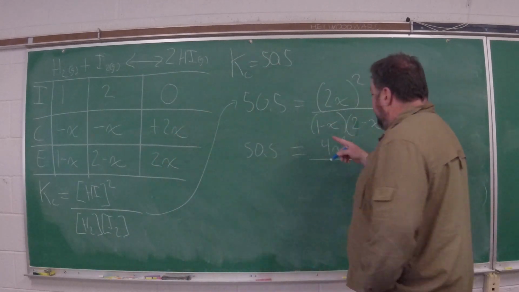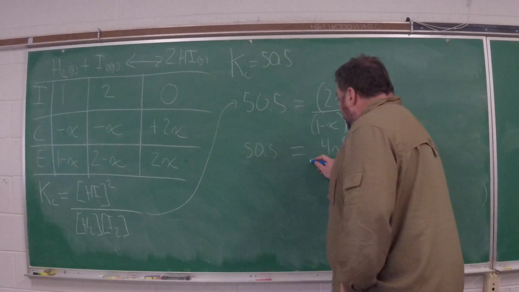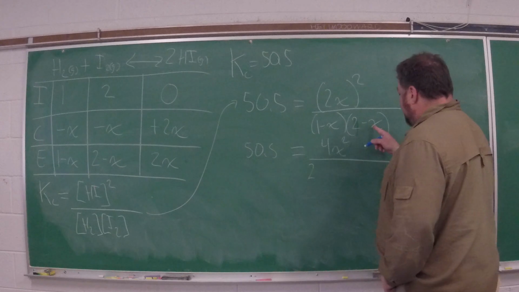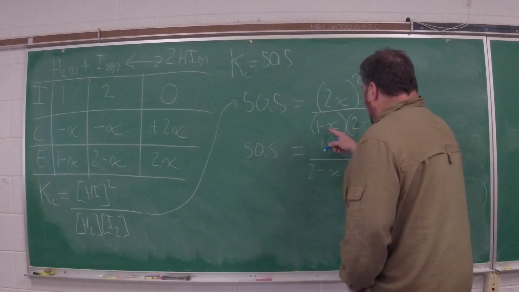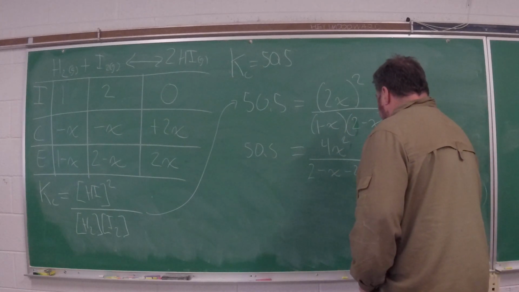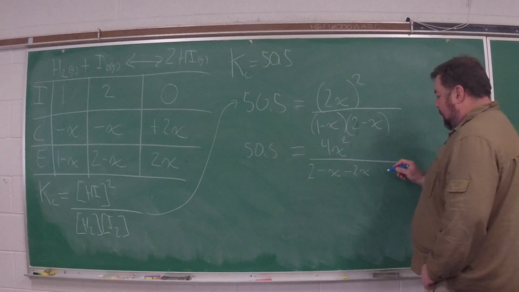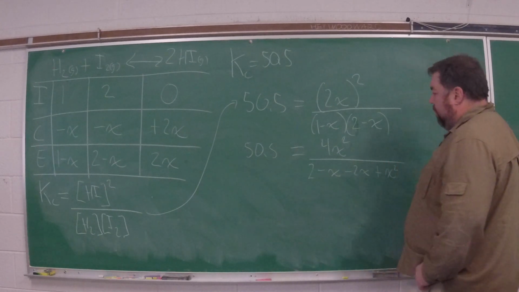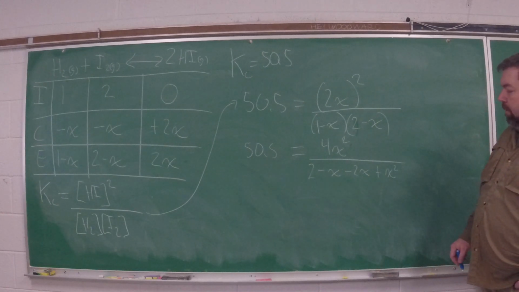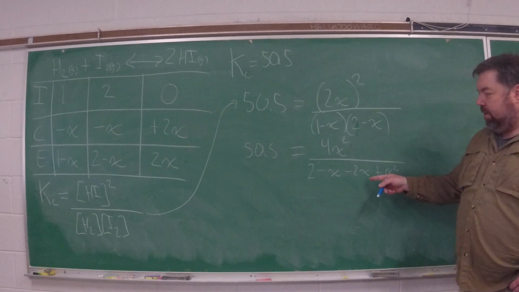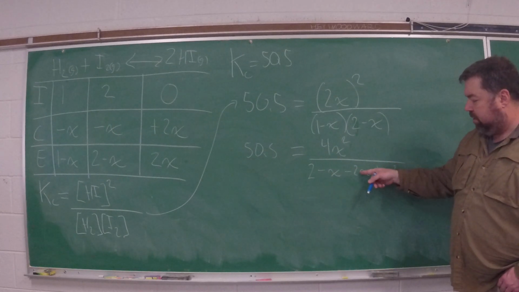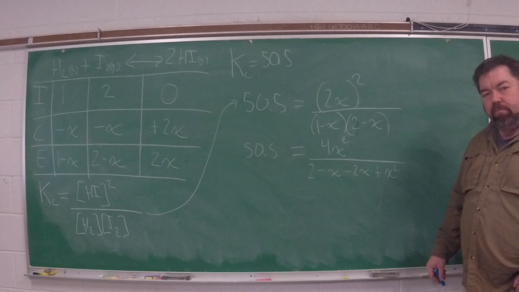Let's FOIL out the denominator. 1 times 2 is 2. 1 times minus x is minus x. Minus x times 2 is minus 2x. And minus x times minus x is plus x squared. Okay? And then we can combine those two, right? Minus x plus minus 2x would be minus 3x.